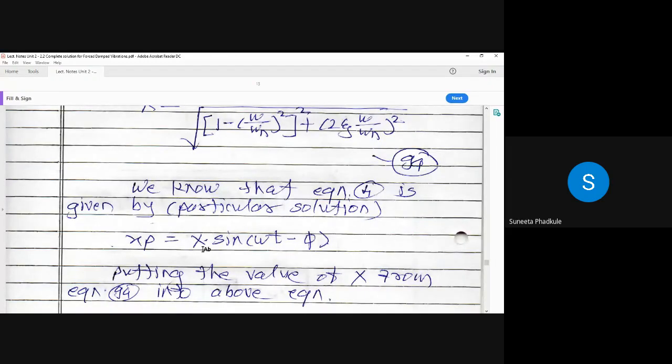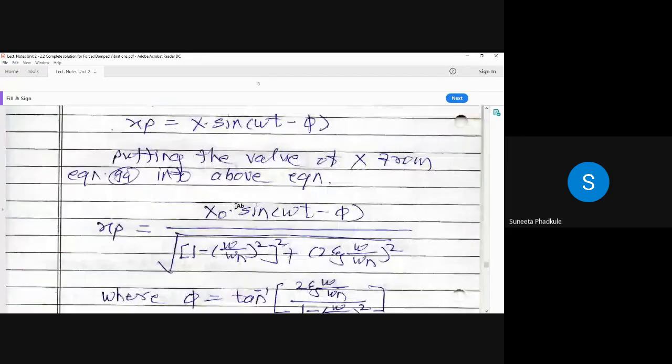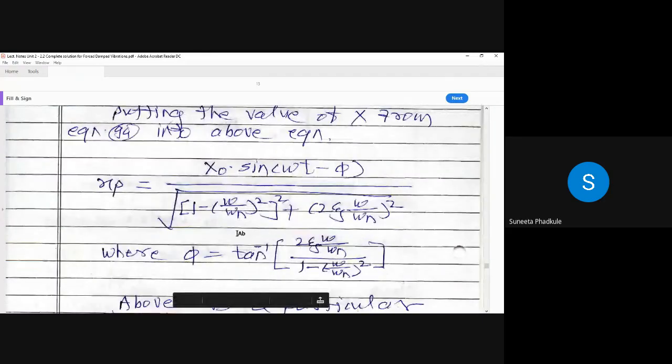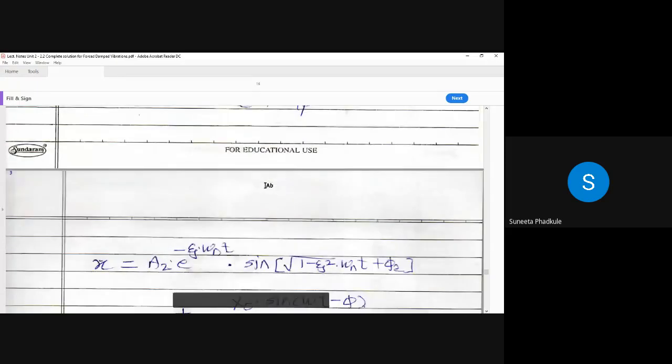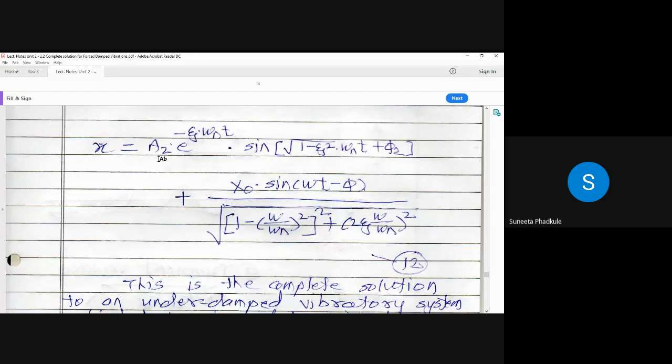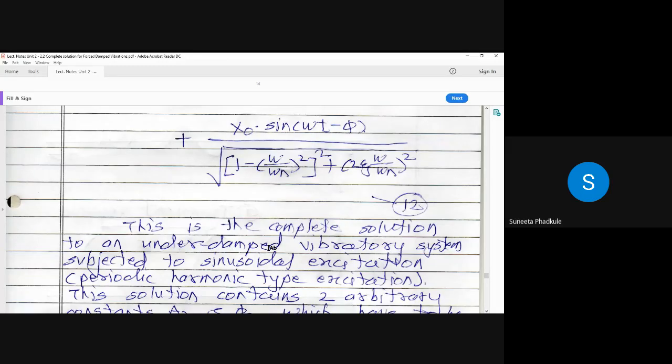Xp is equal to X into sine omega t minus phi. Put the value of X and phi here. We get the final solution, and then the complete solution is xc plus xp. Okay, so xc is this one and xp is this one. So this is the complete solution, and this is the physical interpretation, graphical interpretation.